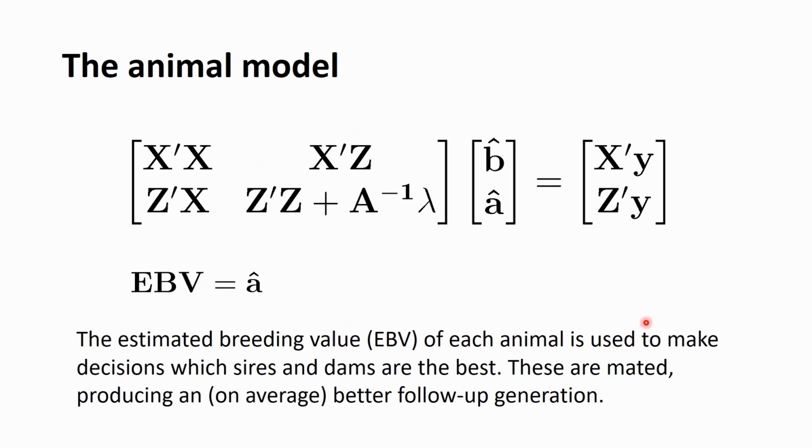So this is the short version of it again. But basically, we have estimates of the fixed effects and estimates of the random effects. And basically, these estimates of the random effects are the EBVs, or estimated breeding values. And we use these EBVs to make decisions which sires and ultimately also dams are the best. And these are then mated together and producing an on average better follow-up generation.